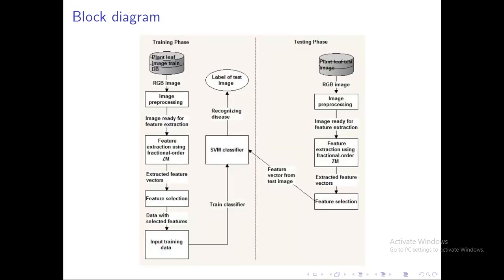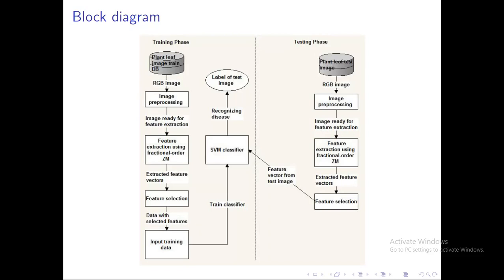This is a block diagram for the leaf recognition process. In the training phase, the whole plant leaf image database is in the RGB format. So each image from the database will firstly be pre-processed, which includes image resizing, conversion to grayscale, and image normalization.